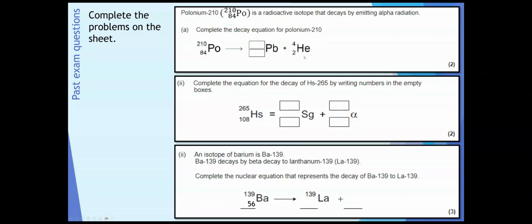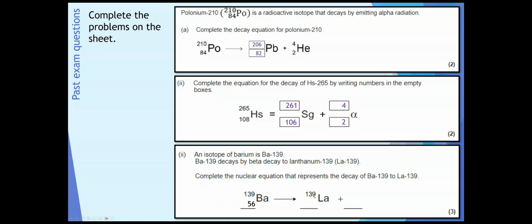Now, moving on here. Really easy on this one. I don't need to go through this. So that's going to be 206 and 82. This one is alpha. So we've got to remember, because that's alpha, it looks like an A. We've got to remember that's a 4 and a 2. And then we just balance it. Okay, like so. And then we've got to fill these in. So we've got 139 and 139.